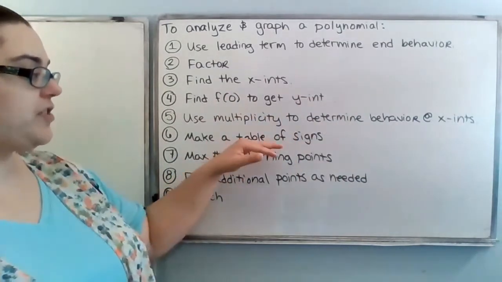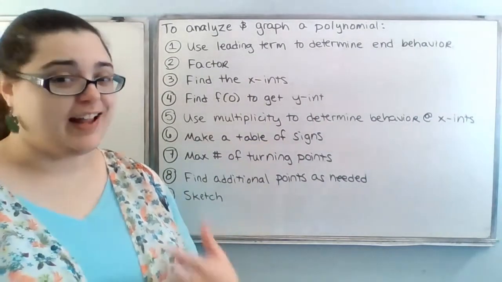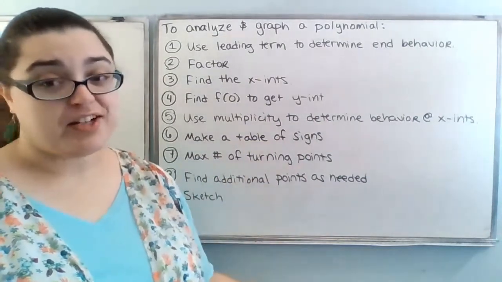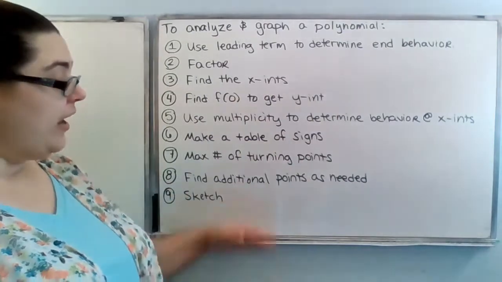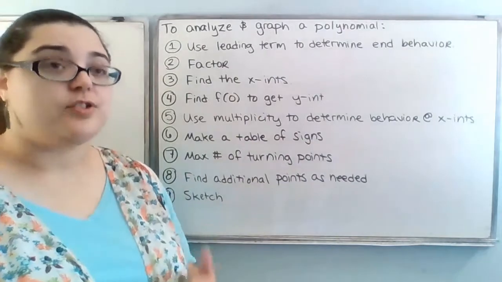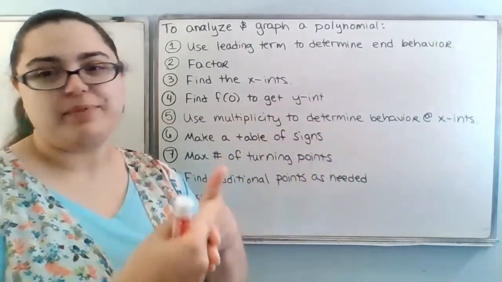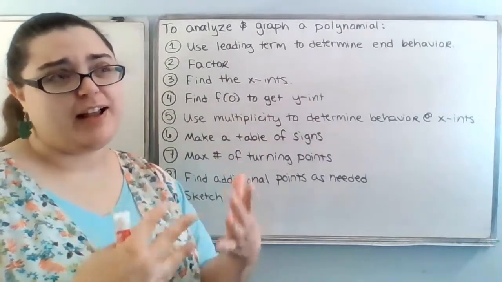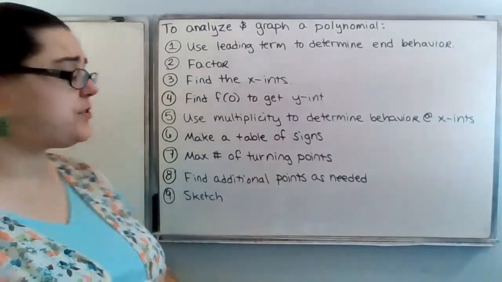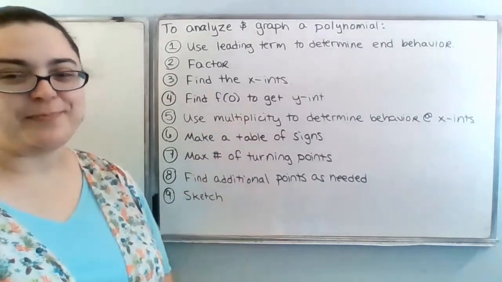Once I have a table of signs, I'm going to determine the maximum number of turning points to make sure I don't add in any extra turning points that I shouldn't be adding in. And then I'm going to find any additional points that I think I might need. So if I have two values that are far apart, let me just see what happens in between them so I can get a handle on the scale for my y-axis. And then we sketch. That's all we have to do.